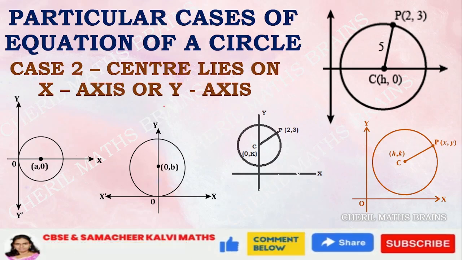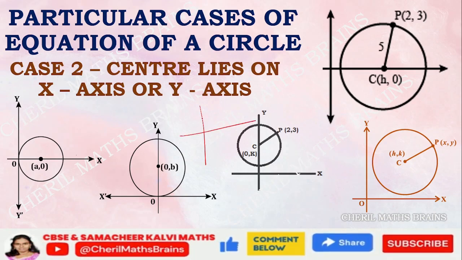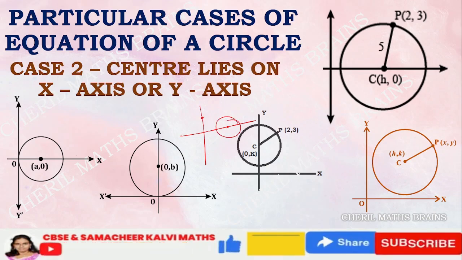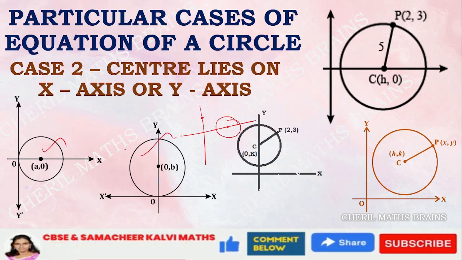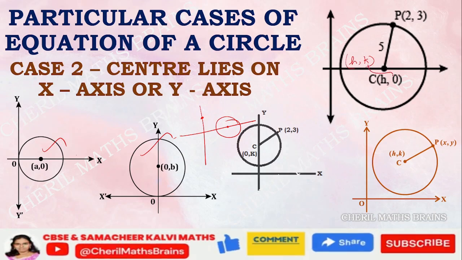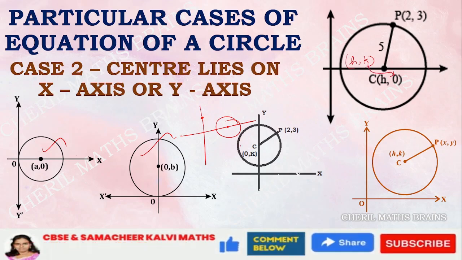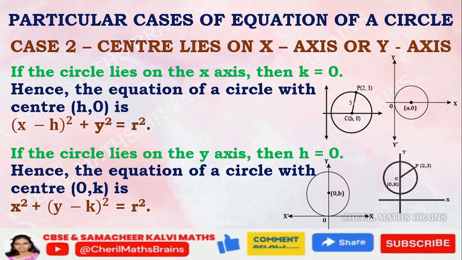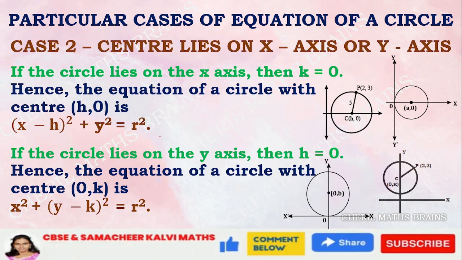Case 2: the center is lying on the x-axis or the y-axis. If you have the x-axis and y-axis, the center of the circle will be lying either on the x-axis or on the y-axis. It will be either like this or like this. If the center h comma k is lying on the x-axis, your k value will become 0. If it lies on the y-axis, then h is 0.